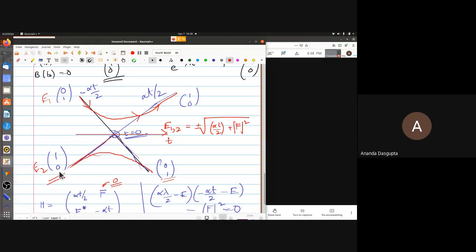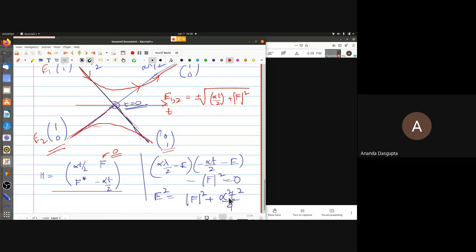So it depends on time. The time dependence is very easy to figure out. All you have to do is just solve this eigenvalue equation. Now you have already solved the eigenvalue equation. Just plug in the eigenvalue back, find the eigenvector, and you will find the time dependence.